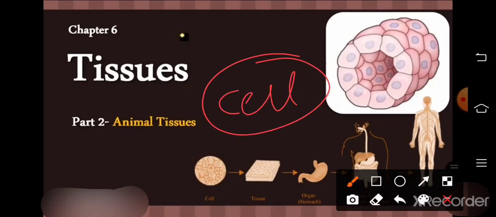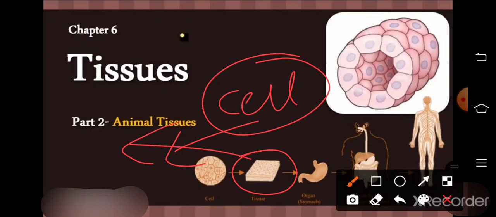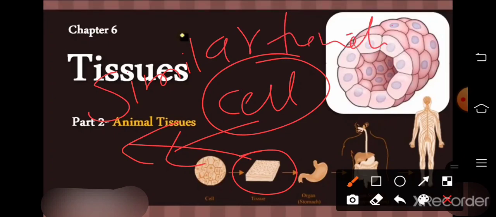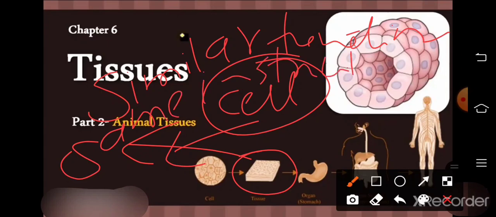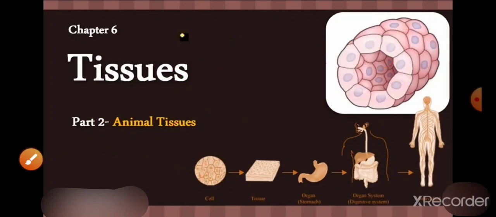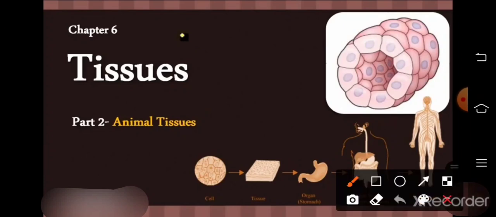More than one cell form a tissue. Define tissue: a tissue is a group of cells which perform a similar function and are the same in structure. So my dear students, you know that this combination of tissues forms what?